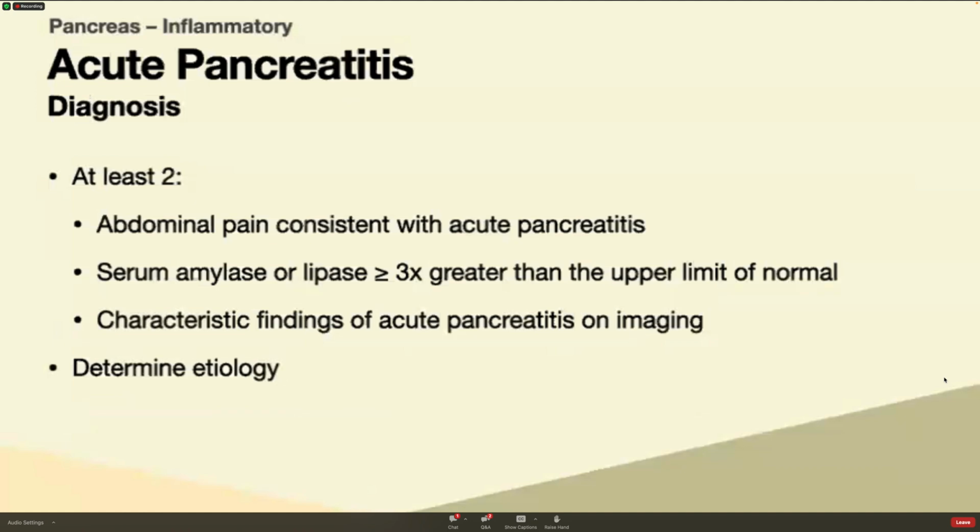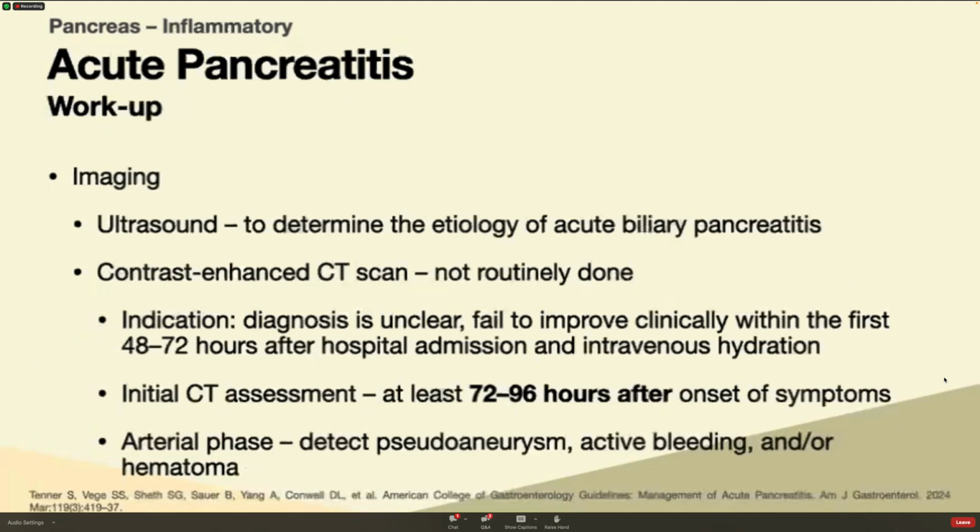For the diagnosis of acute pancreatitis, this is based on the revised Atlanta guidelines. We have to have at least 2 of the following: abdominal pain consistent with acute pancreatitis, increased amylase or lipase of at least 3 times greater than the upper limit of normal, or characteristic findings of acute pancreatitis on imaging. After diagnosing the patient with acute pancreatitis, it is also important to determine the etiology.